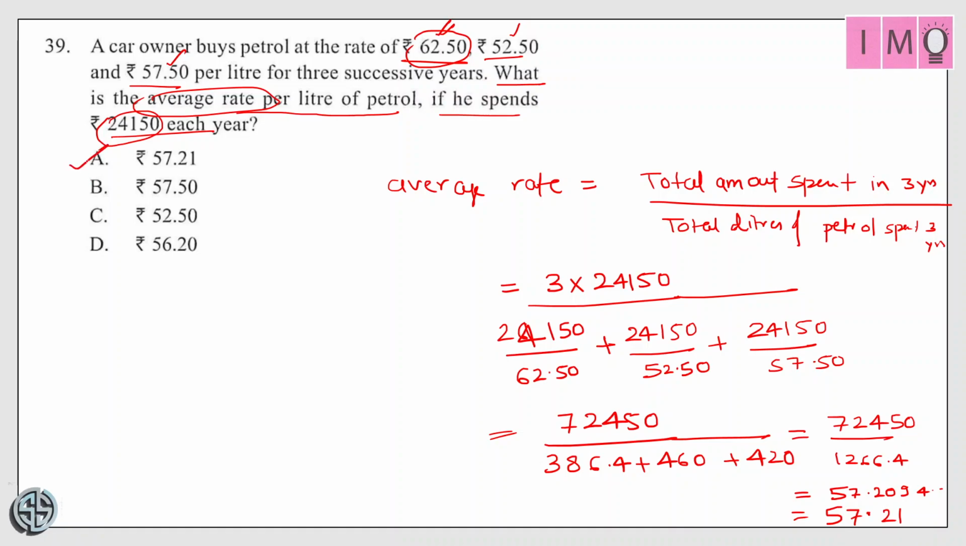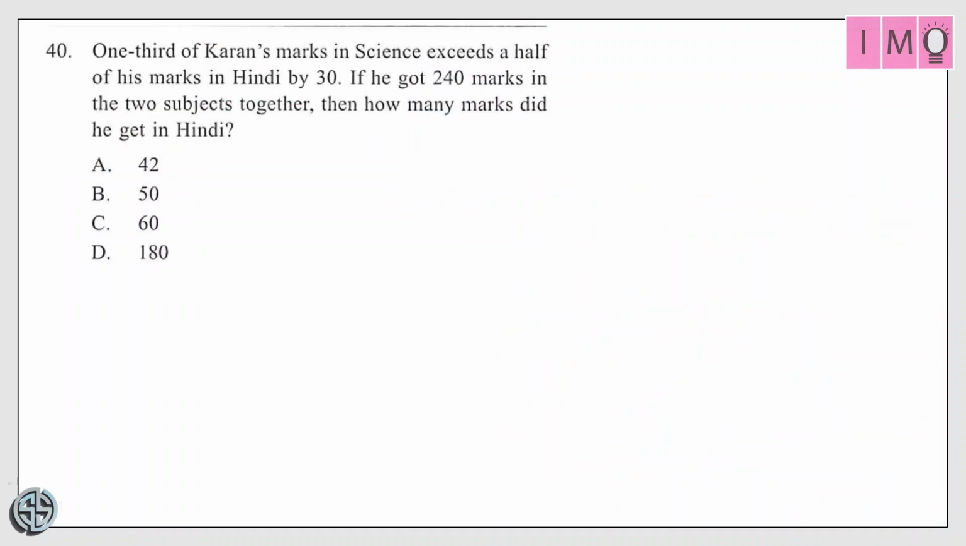So this is the average rate for the 3 years, right? The average rate for the whole 3 years, the answer will be 57.21 rupees per liter. Okay, that will be the answer. Now we'll move to the next question.